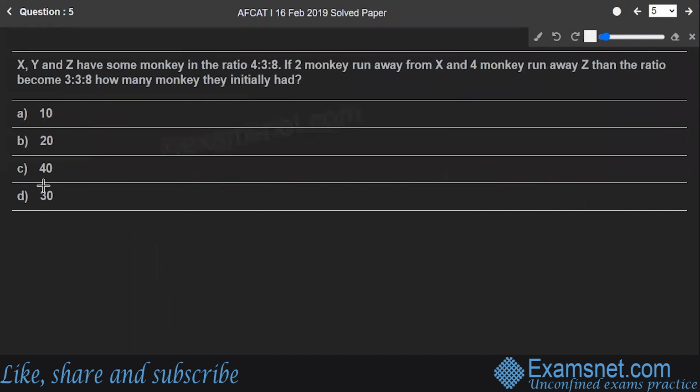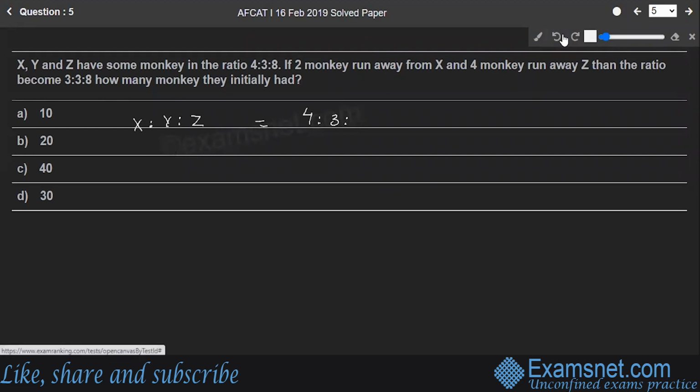Next question number 5, sorry. Okay, now it's saying X, Y, Z have some monkeys. The ratio 4:3:8. If 2 monkeys ran away from X and 4 monkeys ran away from Z, then the ratio becomes this much. How many monkeys did they initially have? All right, so you have to find out the initial values of how many monkeys they had. You are given that X is to Y is to Z is equal to 4 is to 3 is to 8.